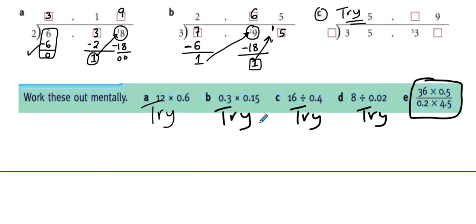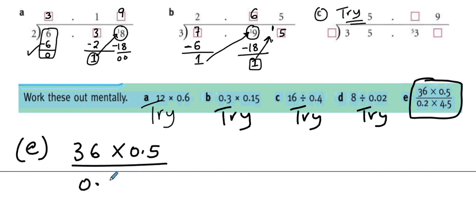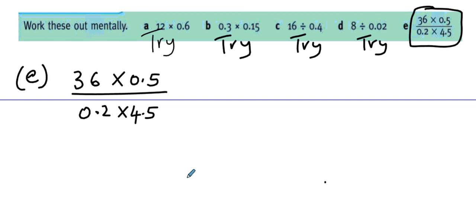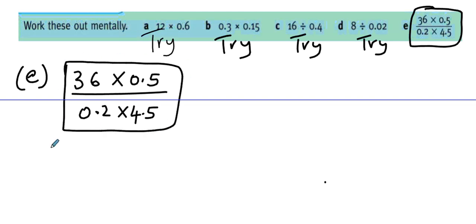So what we do, to do this question, let me do E. 36 times 0.5 divided by 0.2 times 4.5. So here, so many students get confused when it comes to fractions. But here, we just do the jotting method. Jotting means do separation. First, work out the numerator.